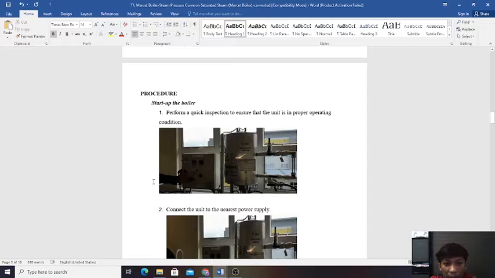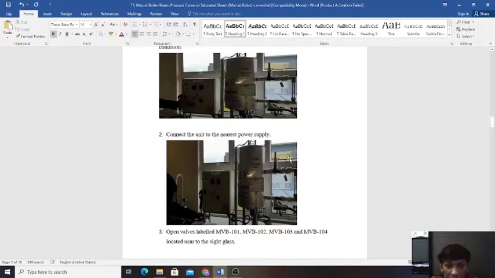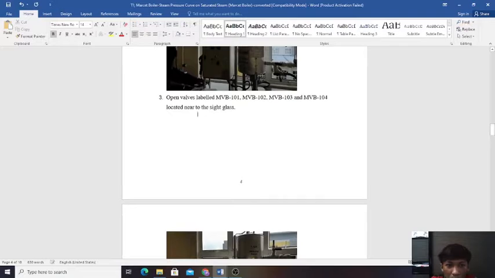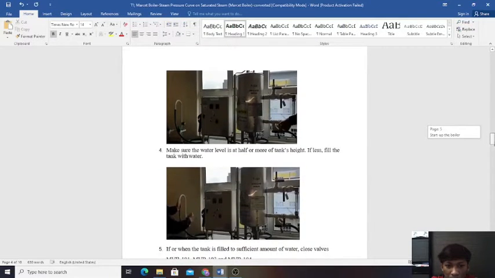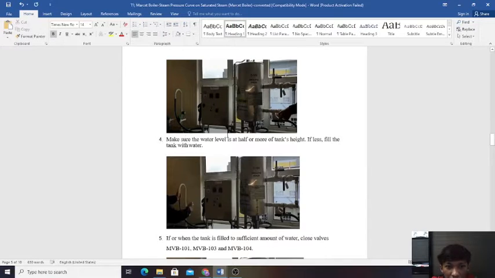Okay, next, for the procedure, start up the boiler. First, perform a quick inspection to ensure that the unit is in proper operating condition. Second, connect the unit to the nearest power supply. Third, open valves labeled MVB 101, MVB 102, MVB 103, and MVB 104, located near the side glass. Fourth, make sure the water level is at half or more of the tank height. If less, fill the tank with water.